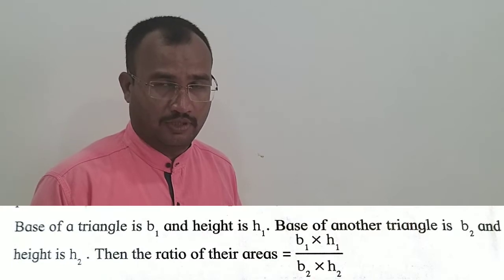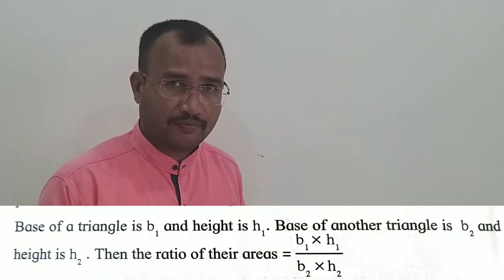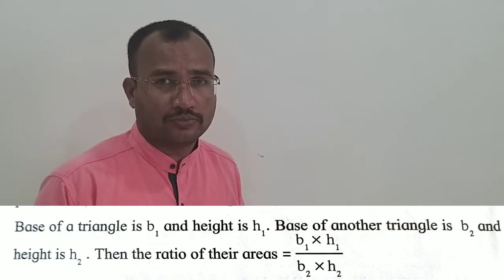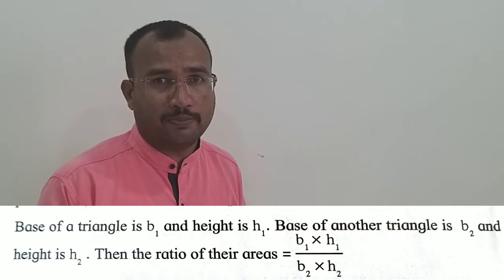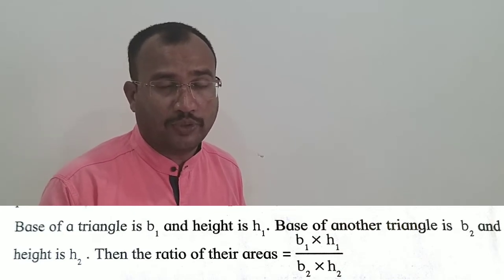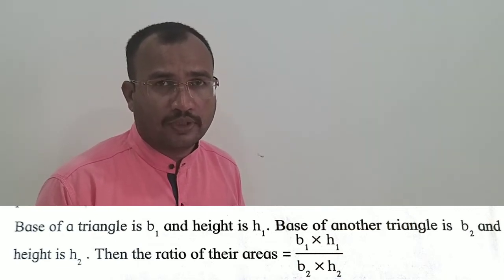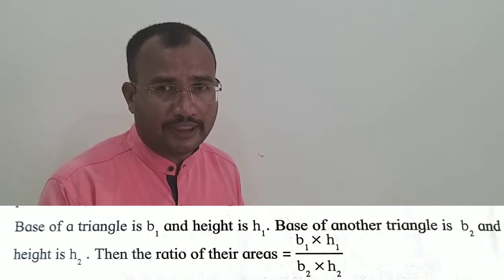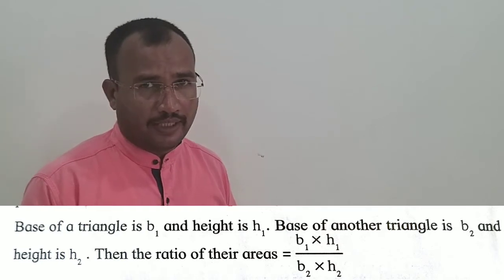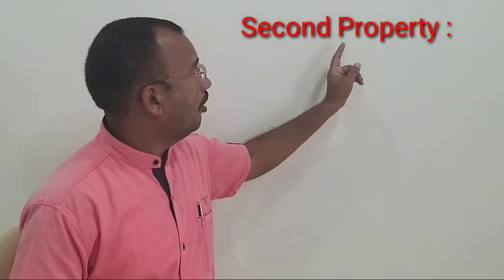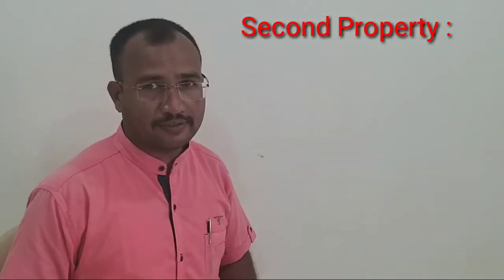In short, we write here for areas of two triangles A1 and A2, for their bases B1 and B2 and for their heights H1 and H2. Then in short, we write here A1 divided by A2 equal to B1 into H1 divided by B2 into H2. Next, we studied about the second property that we displayed on the board. Second property of ratio of areas of two triangles.